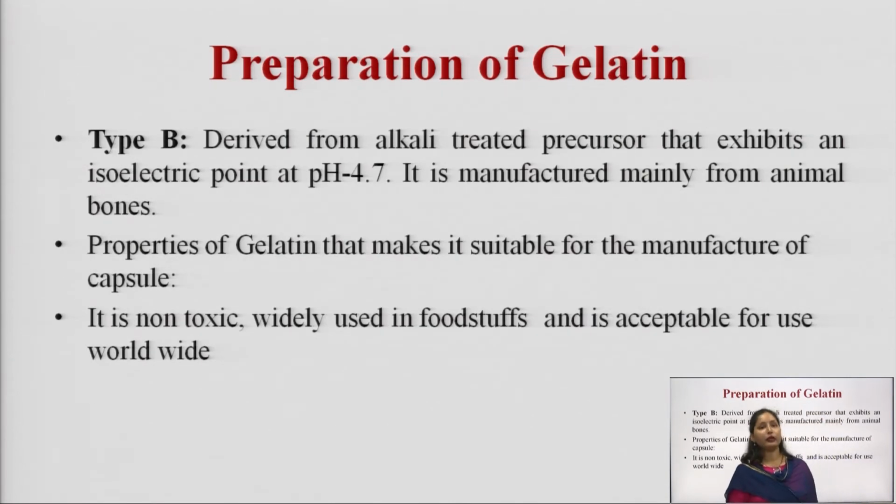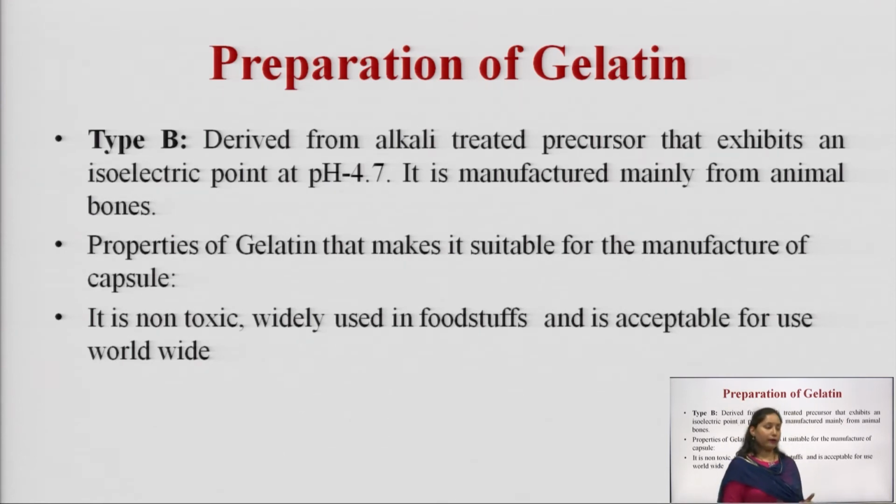Second, type B. Type B gelatin is derived from the alkali treated precursor that exhibits an isoelectric point at pH 4.7, and it is mainly manufactured from animal bones. So, type B is extracted from the alkali treated precursor having an isoelectric point of 4.7, mainly from animal bones. The basic difference is that type A is acid treated and type B is alkali treated.